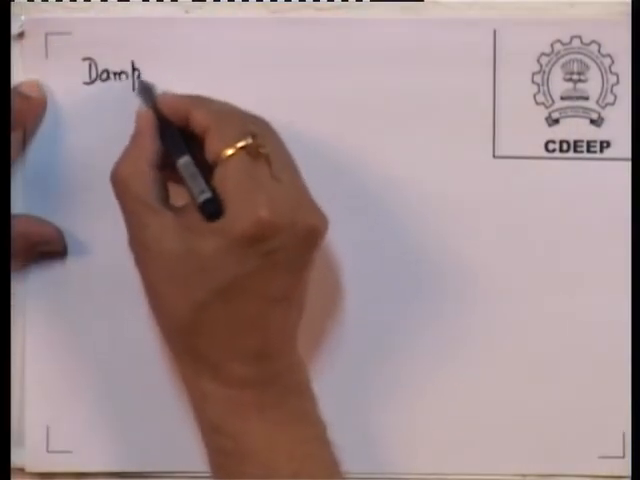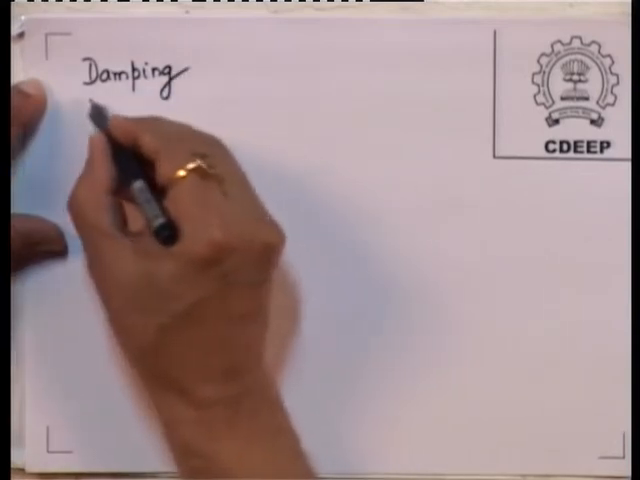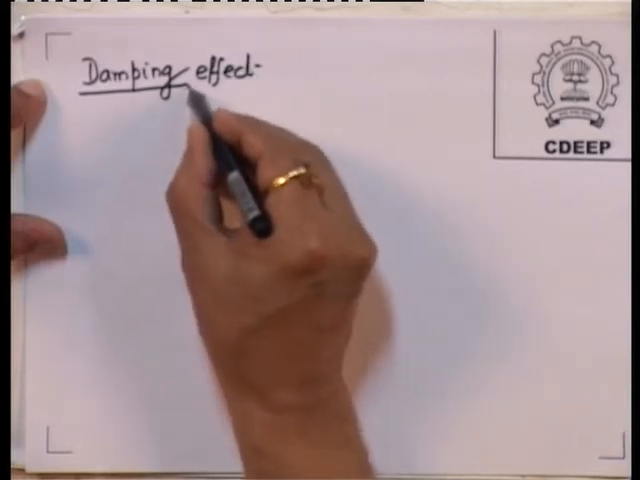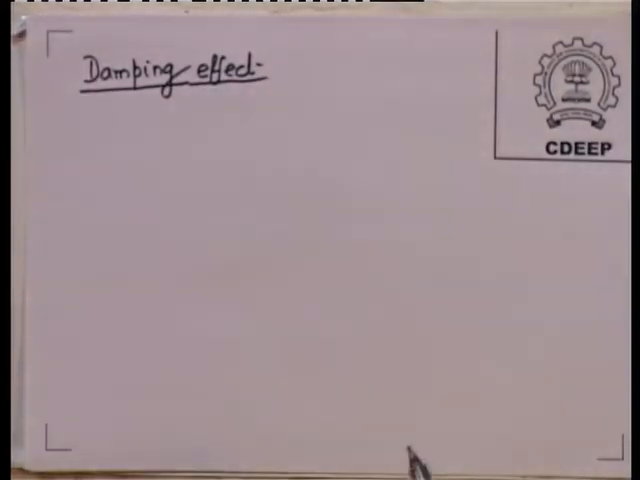Now, many times whenever dynamic forces act on the body, there is also what is called damping. In addition to inertial forces, whenever the body is in motion, you also have damping. Damping is very difficult to find out. This I will not take today, but I will just quickly close it. Damping effect.